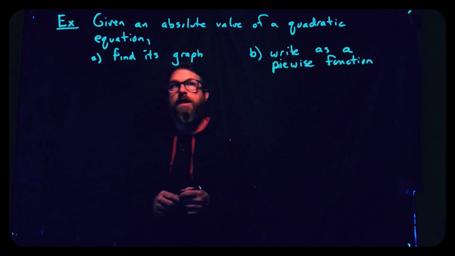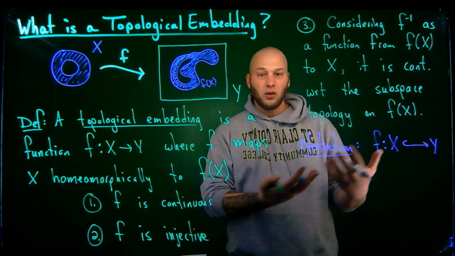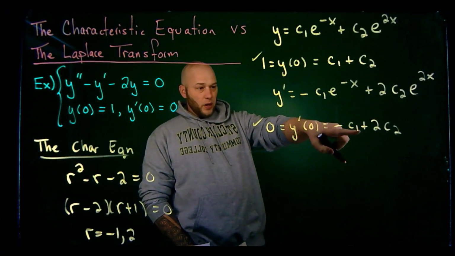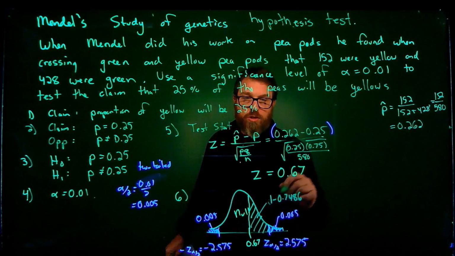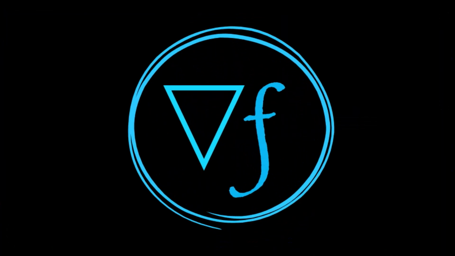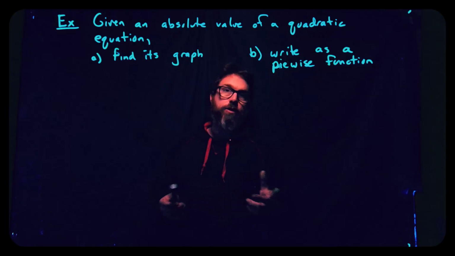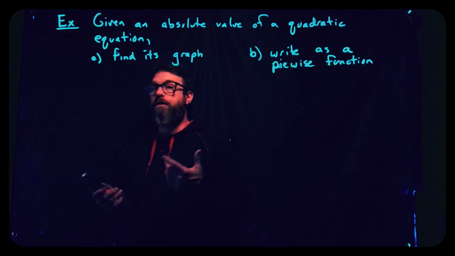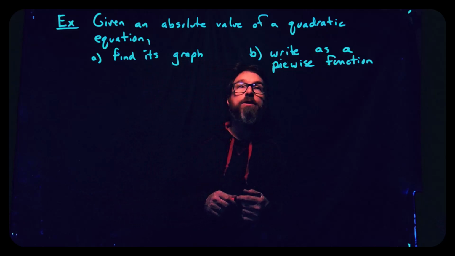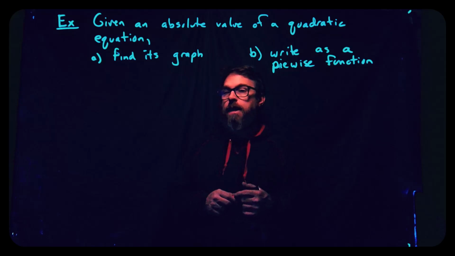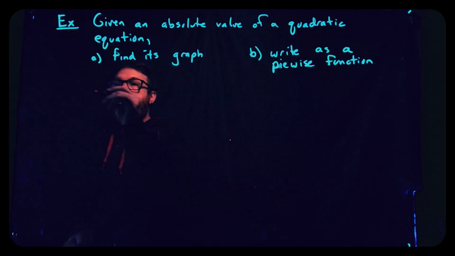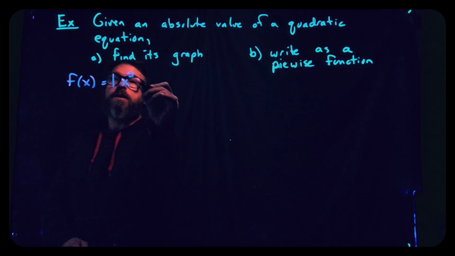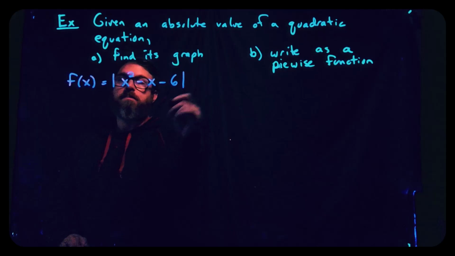In this video, I want to cover the absolute value of a quadratic equation. I'm going to do it in two ways. If I give you an absolute value of a quadratic equation, I want you to first be able to find its graph, and then I also want you to be able to find its equation in piecewise form. So let's say f of x is equal to the absolute value of x squared minus x minus 6.